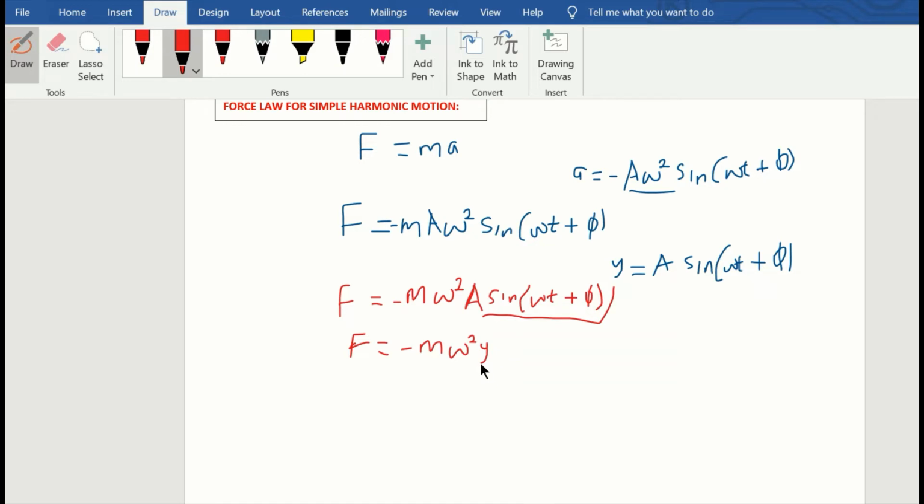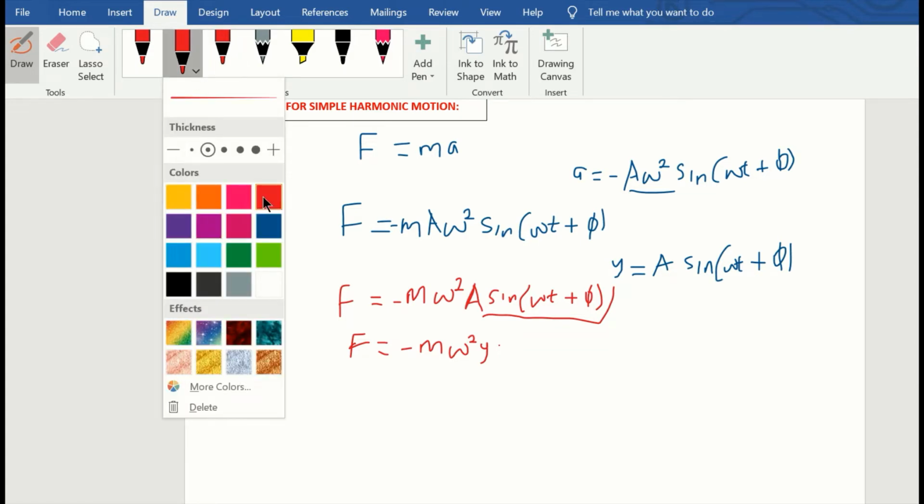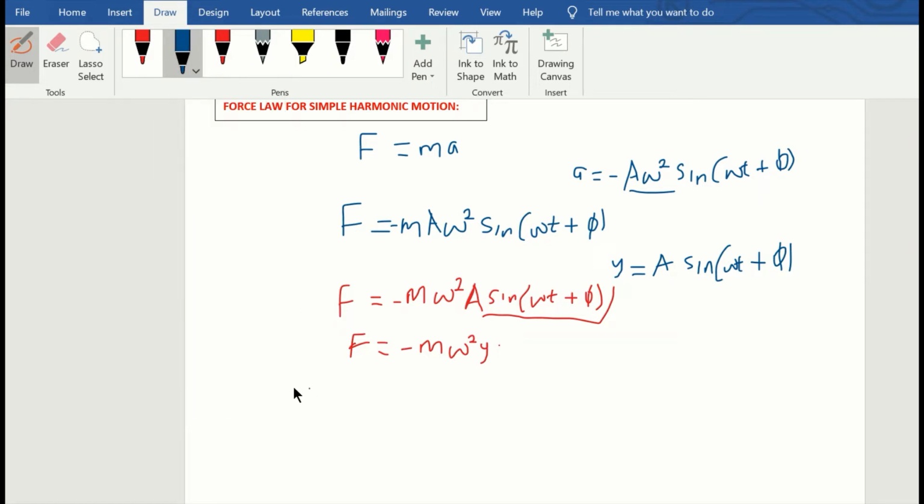So we can relate this equation to another equation, which is the force law, and we can also replace it with Hooke's law. And you all know that from Hooke's law we are told that the force is equal to negative kx, where k is the spring constant and x is the displacement.